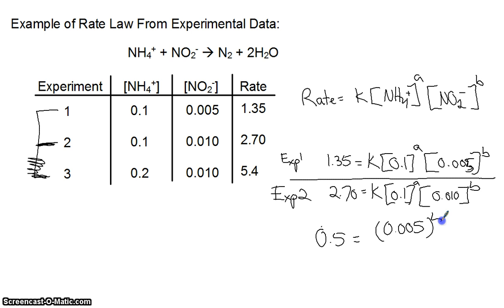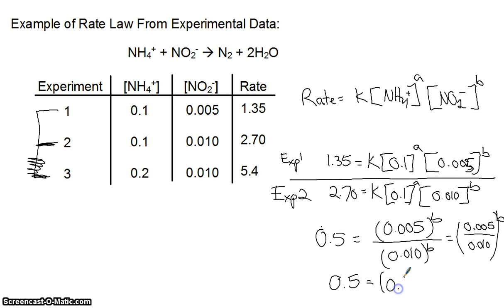0.005 to the B power over 0.010 to the B power. Since these are raised to the same power, I can just say that's the same thing as 0.005 over 0.010, all raised to the B power. So 0.005 divided by 0.010 is also 0.5. So basically 0.5 equals 0.5 raised up to the B power. So what power do I raise 0.5 to get 0.5? I raise it to 1. So now I know B equals 1.